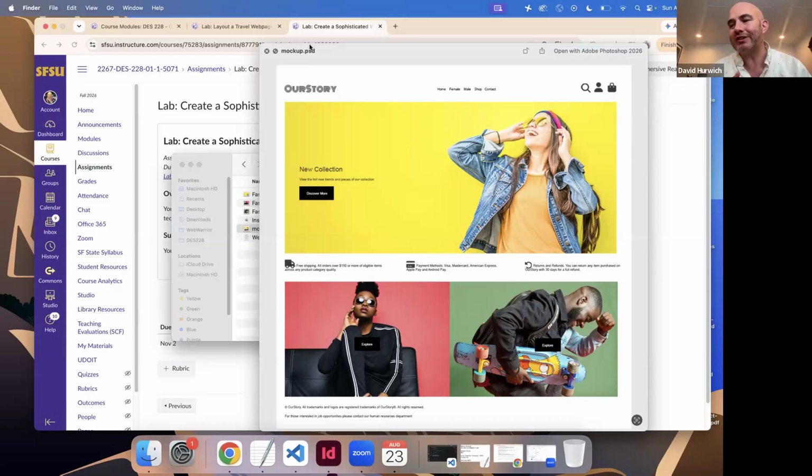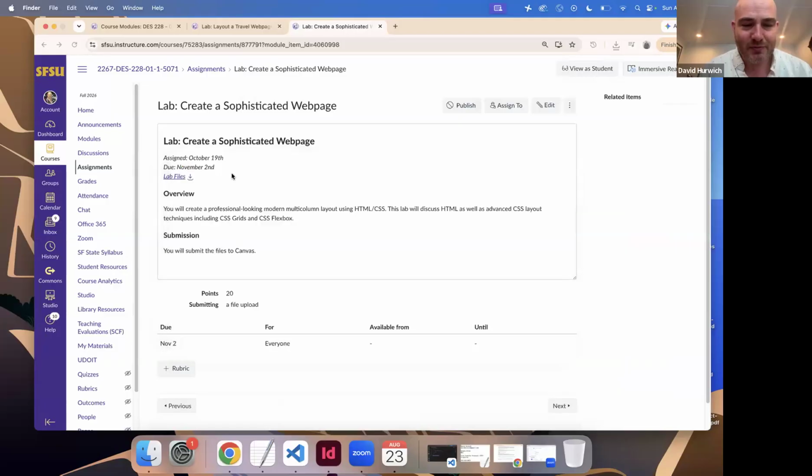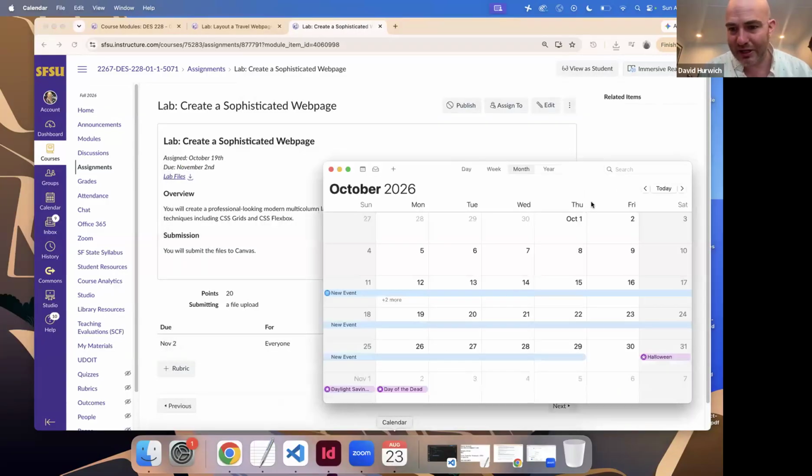Because what you were really missing from assignment one was a stronger understanding of good layout techniques, which is what Flexbox is, which is what grids is. There's a couple more things we're going to talk about, like CSS positioning, and that's really going to help you take your designs and projects to that next level, so to speak. This is a more open-ended lab. It's due the 2nd, which is not next Monday, but the Monday after that.